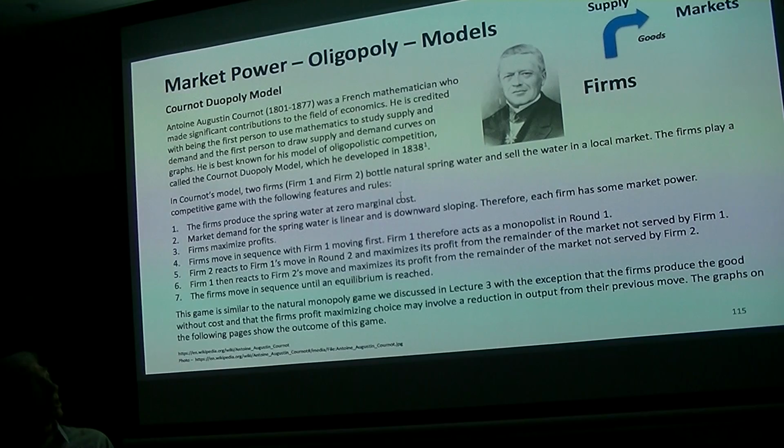Now, we're getting near the end of the lecture. I'm probably just going to introduce this. We have 6 minutes. We've talked about some of the real world. So now what I want to do is give you some simple models just to think about how we can model the way these firms compete.